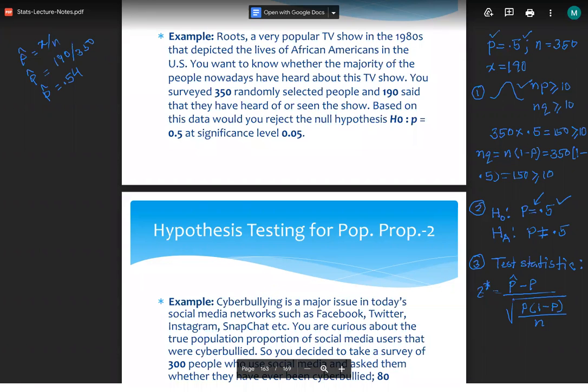So I'm just going to plug in these values here. Z star is equal to 0.54, which is P hat, minus P, which is 0.5, all of it divided by the square root of P, which is 0.5, times 1 minus 0.5, all of it divided by the sample size of 350. If you simplify this number, you get Z star is equal to, so let's see, what do we get?